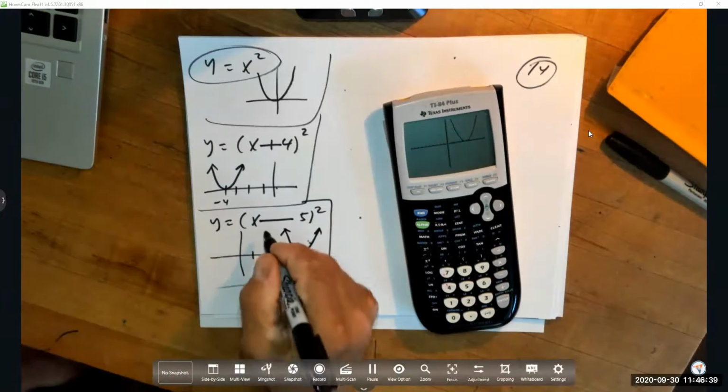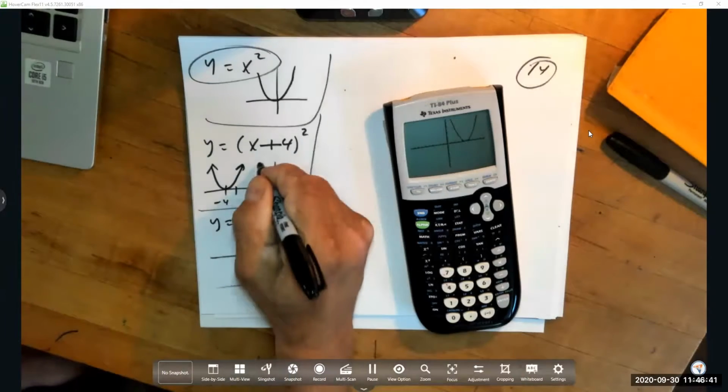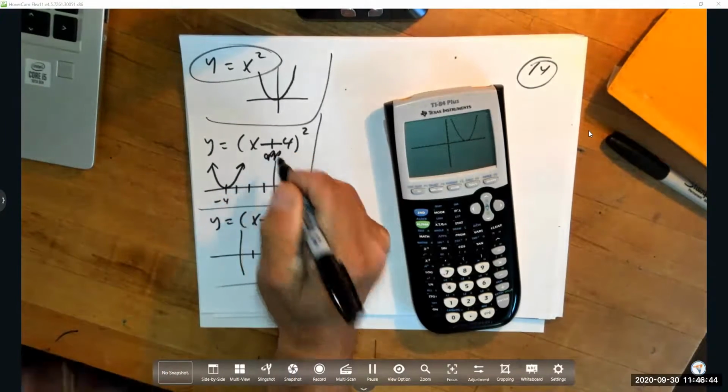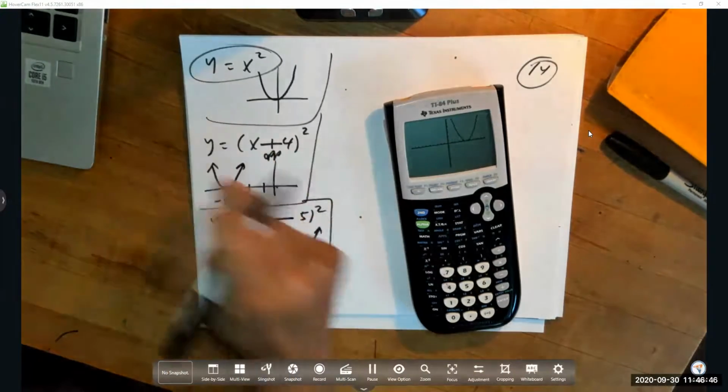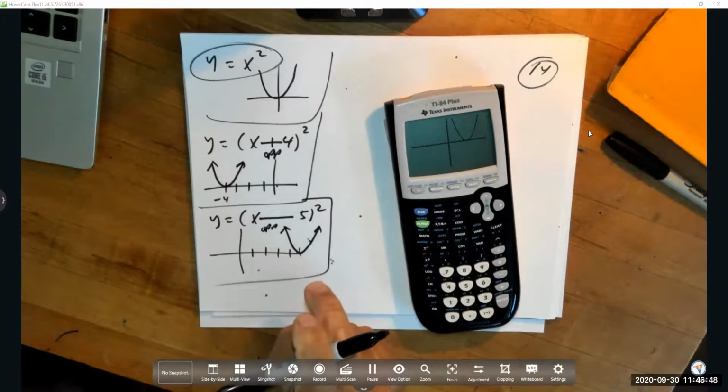It does the opposite of this number here. It does the opposite. It goes left or right. If it's plus 4, it does minus 4. If it's minus 5, it does plus 5. Y'all see what I'm doing right there?